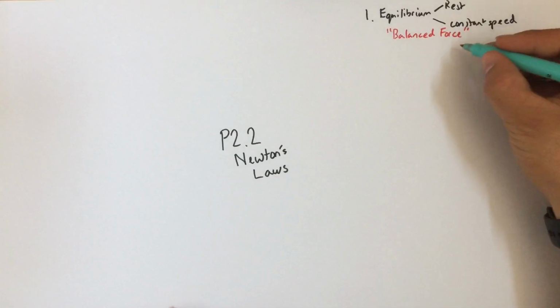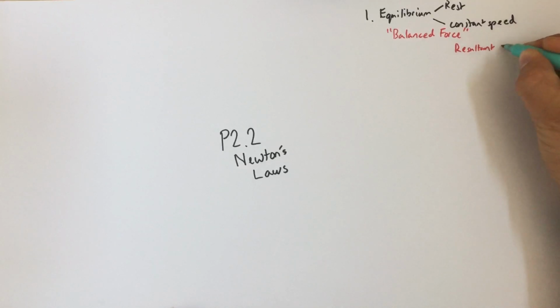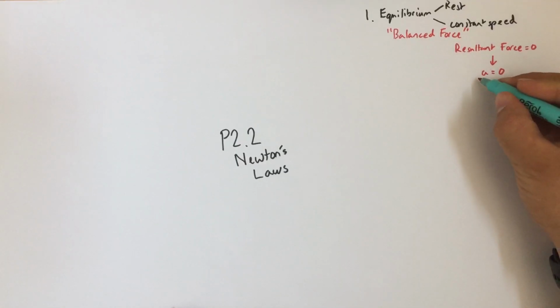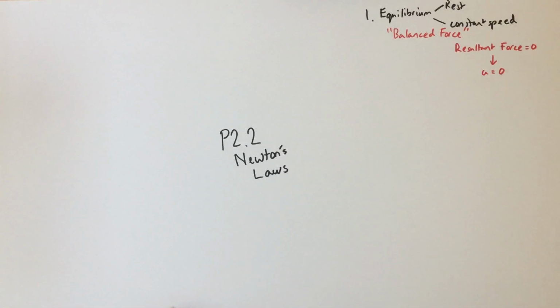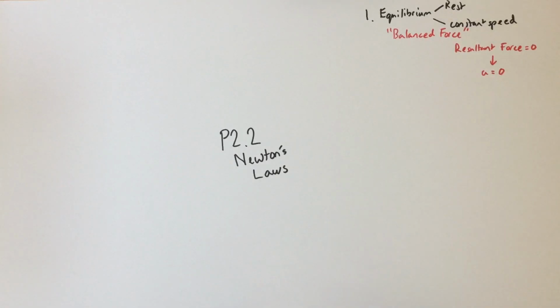It says if the resultant force on an object is 0, then that means the resultant acceleration is going to be 0, and so the speed of the object will be constant. So a resultant force of 0 leads to a resultant acceleration of 0. There's going to be no change in speed.